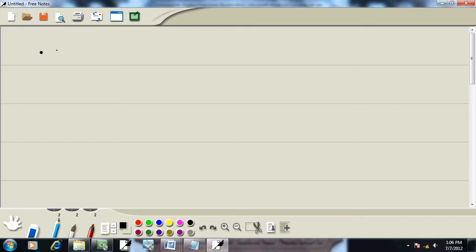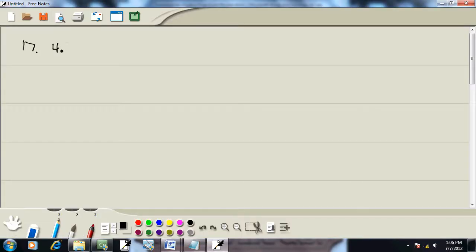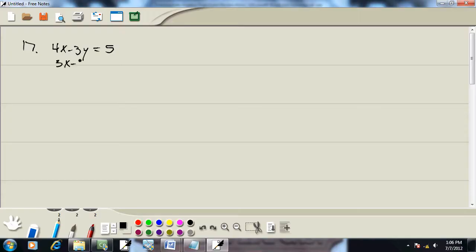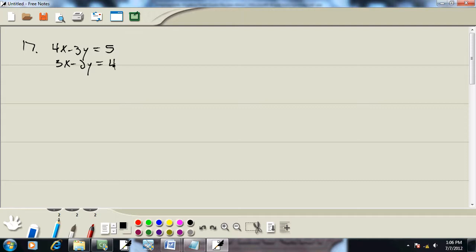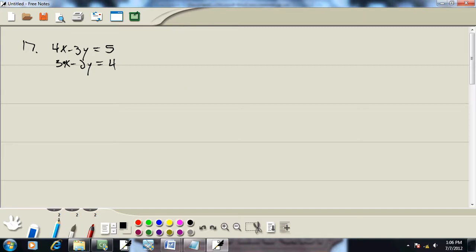Number 17. 4x minus 3y equals 5. 3x minus 2y is equal to 4. Line up the like terms in the same columns. Well, the x's are lined up here, the y's are lined up, and the numbers are lined up. So that's good. Step 1 is done.